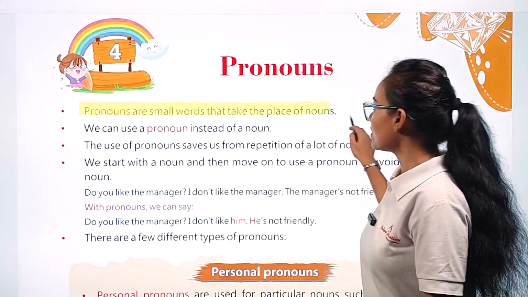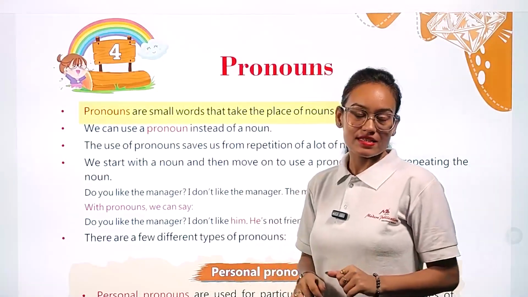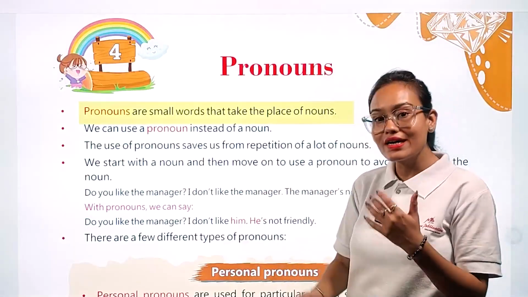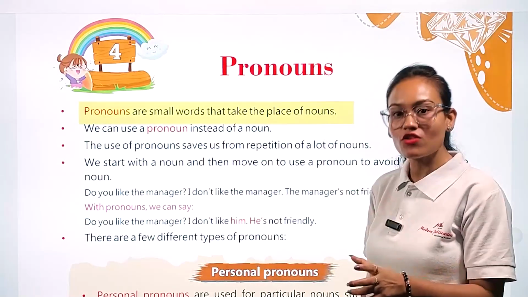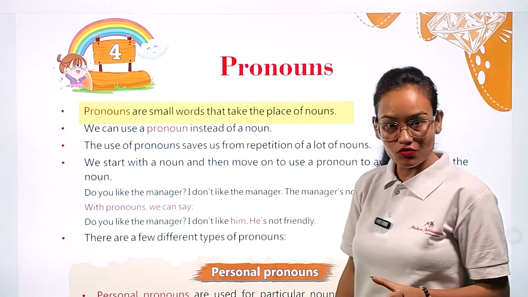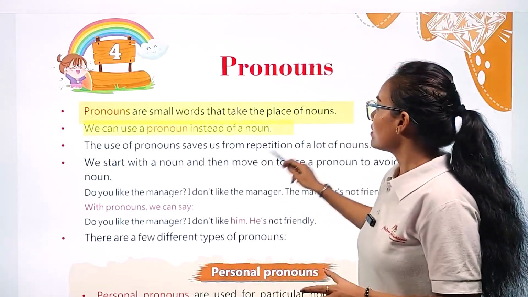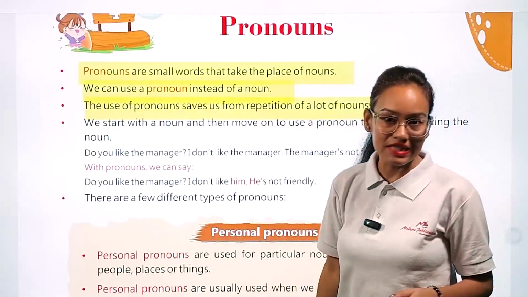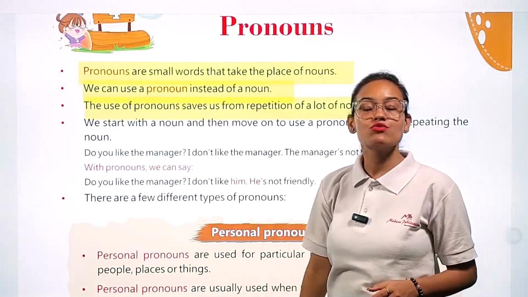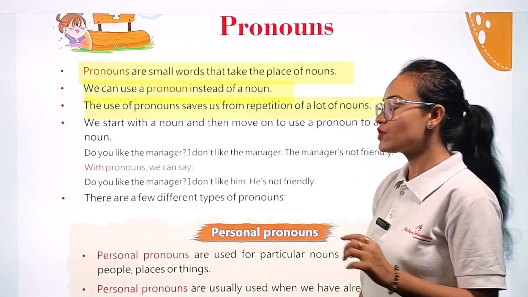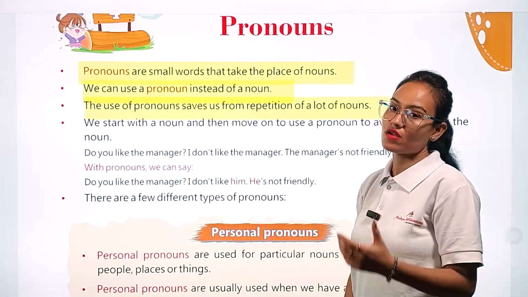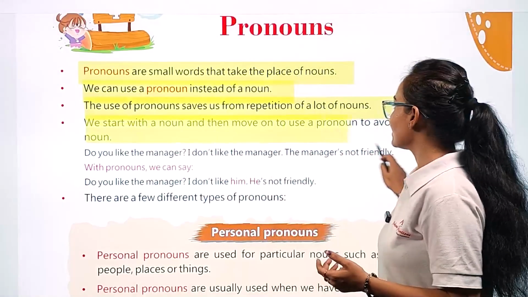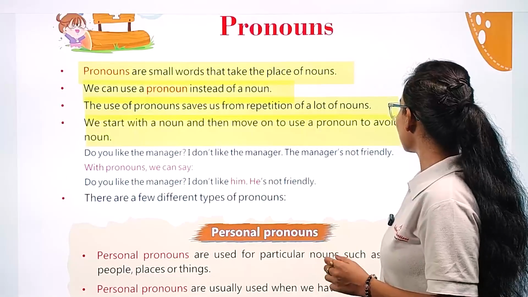In any sentence, whenever we don't want to repeat our noun again and again, instead of noun words we use pronoun words. The use of pronouns saves us from the repetition of a lot of nouns. So this is the purpose behind using pronoun words in a sentence, because we don't want to repeat our noun again and again. We start with a noun and then move on to use a pronoun to avoid repeating the noun.